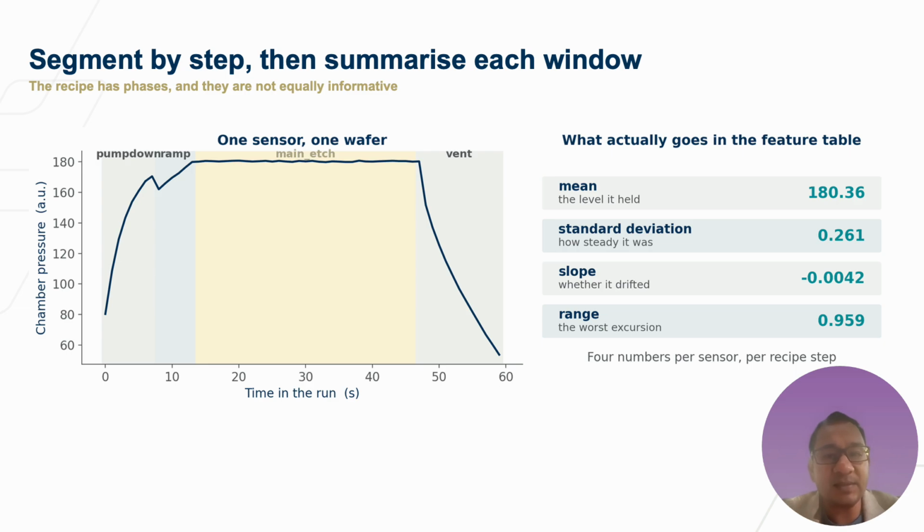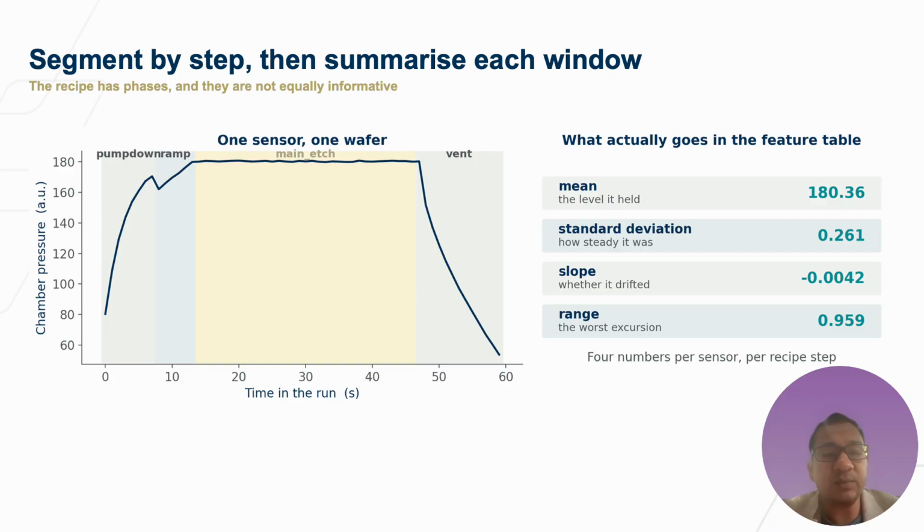The recipe has phases and they are shaded: pump down, ramp, main etch, the long window in the middle, and vent. And they are not equally informative. Pump down tells you about the vacuum system. Vent tells you about the exhaust. The main etch window is where the wafer is actually being processed, and that is where the signal about CD lives. Which means you cannot take the mean of the whole trace.